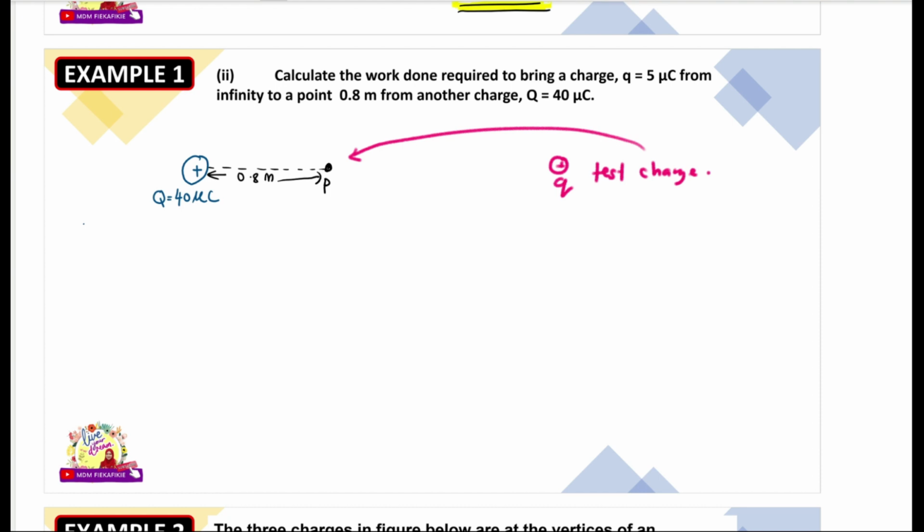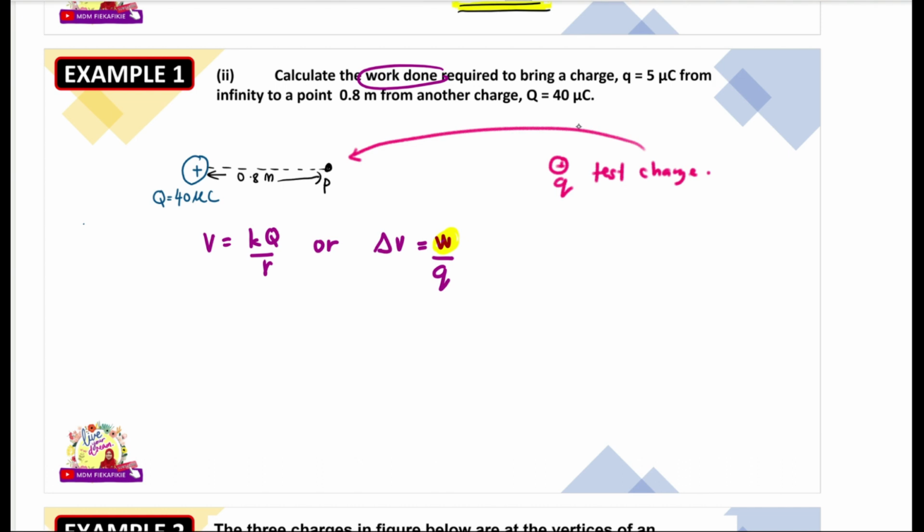So we can calculate as usual. Let's write the equation first. V is equal to KQ over R, or another equation that relates potential and work. Kita nak kira work kan? Work done is equal to delta V, equal to W over Q. So now we want to calculate W here.